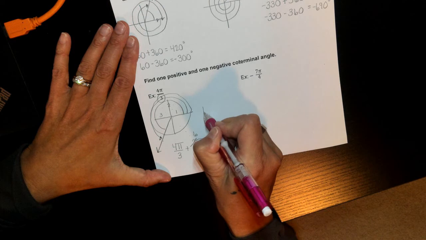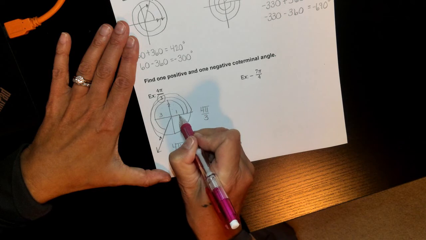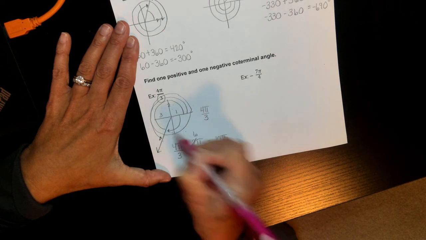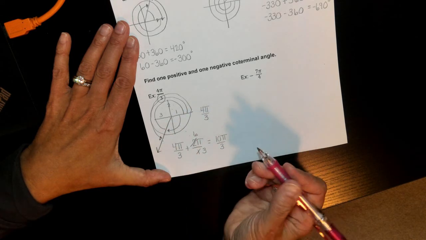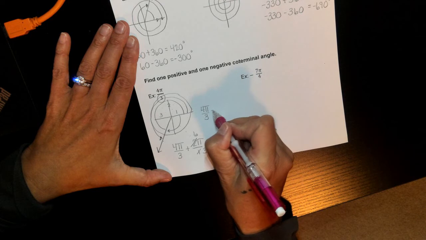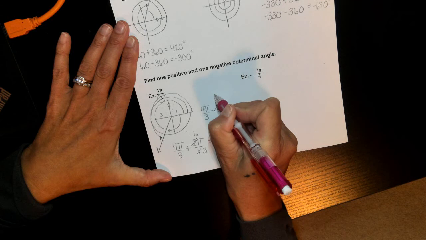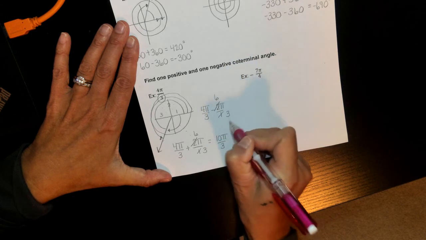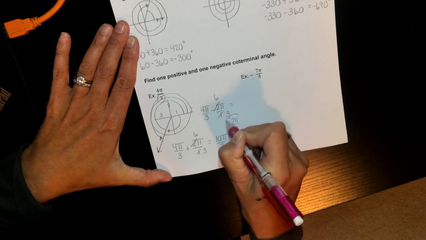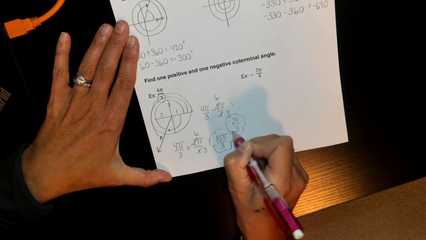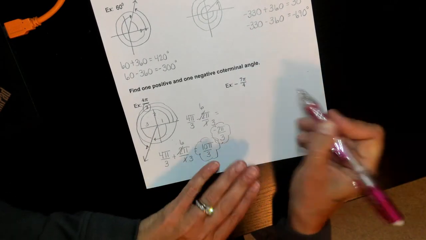Now I'm going to take 4 pi over 3 and find the negative coterminal. So start and go to the terminal side. That is 1 pi over 3, 2 pi over 3, negative. But if I want to use the rule, I'm going to subtract 2 pi, get a common denominator, and my answer is negative 2 pi over 3. So you can count or you can use the rule. I am going to just use the rule for this one.